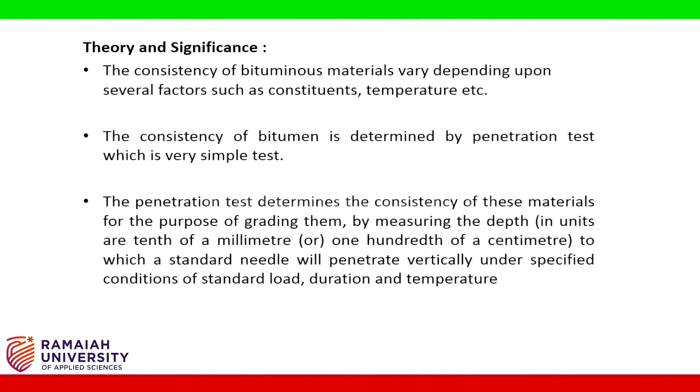The consistency of bituminous materials varies depending upon several factors such as constituents, temperature, etc. The consistency of bitumen is determined by the penetration test, which is a very simple test. The penetration test determines the consistency of these materials for the purpose of grading them by measuring the depth in units of a tenth of a millimeter, or 1/100th of a centimeter, to which a standard needle will penetrate vertically under specified conditions of standard load, duration and temperature.